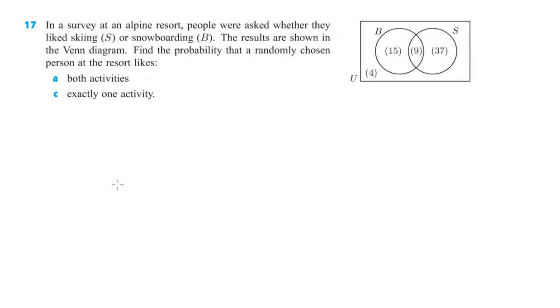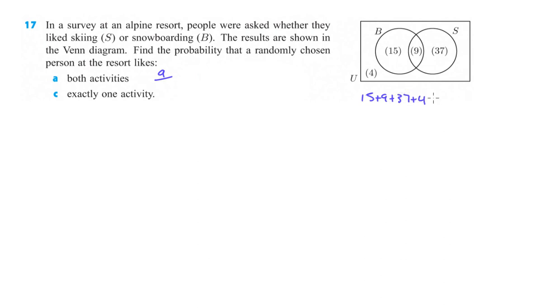All right, 17. In a survey at an alpine resort, people were asked whether they liked skiing or snowboarding. Results are shown in the Venn diagram. Find the probability that a randomly chosen person at the resort likes both activities. So there are 9 in this shared circle here, so 9 out of the total. And now we've got to figure out the total, which is 15 plus 9 plus 37.